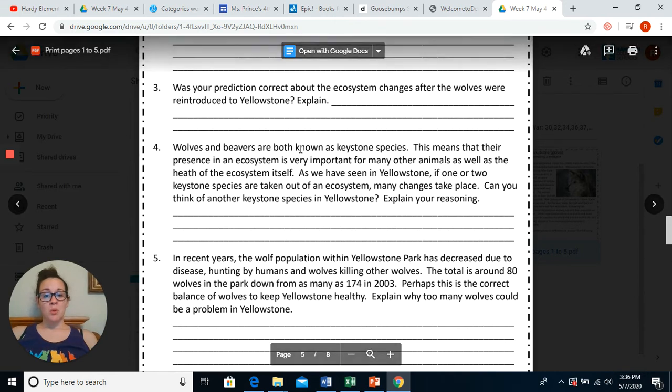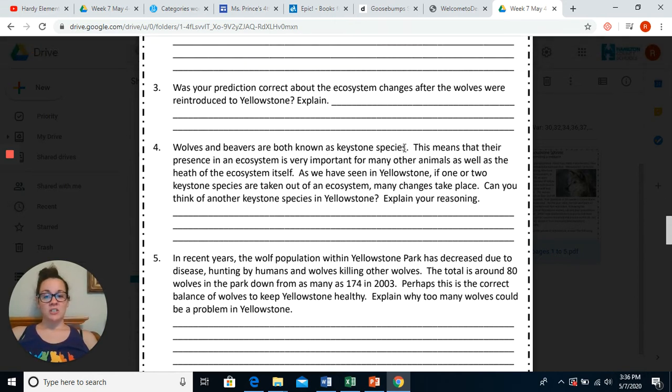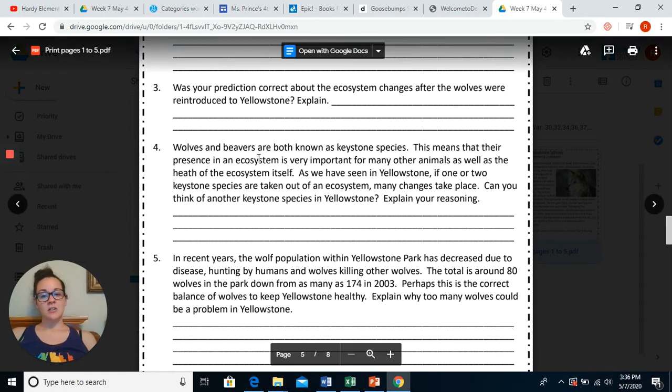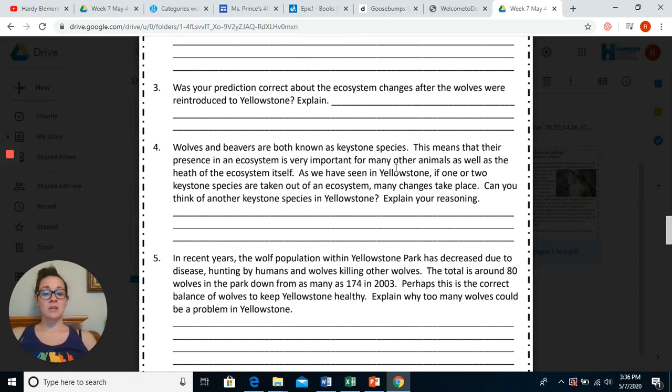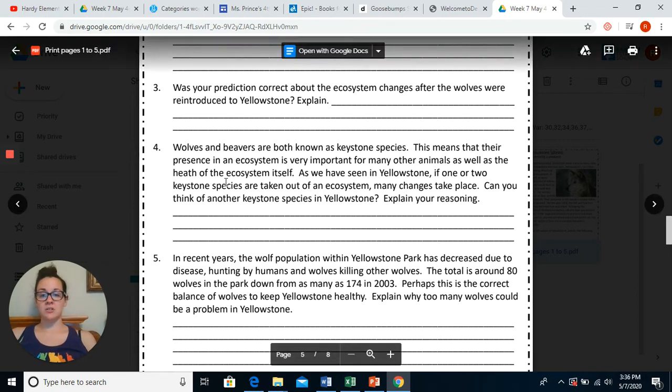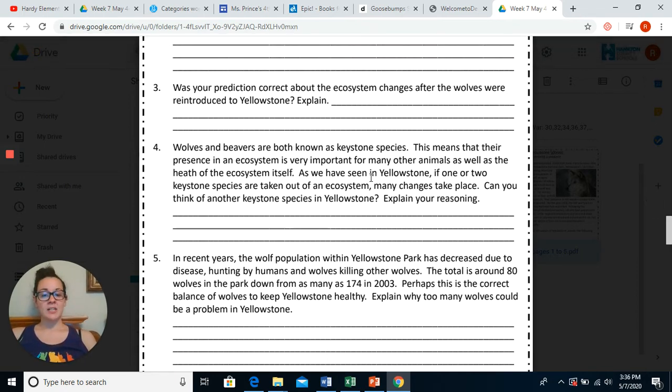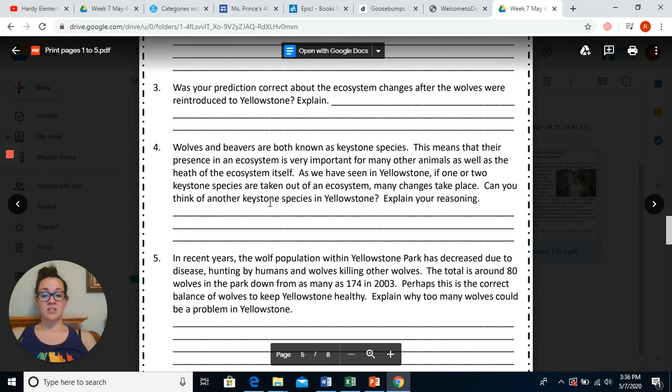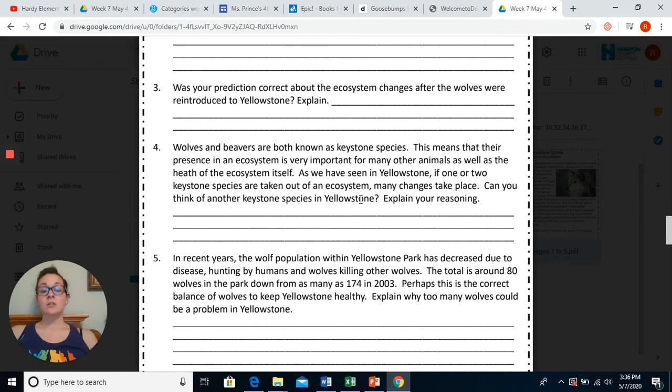Wolves and beavers are both known as keystone species. This means that their presence in an ecosystem is very important for many other animals as well as the health of the ecosystem itself. As we have seen in Yellowstone, if 1 or 2 keystone species are taken out of an ecosystem, many changes take place. Can you think of another keystone species in Yellowstone? Look back up and see if there was any other plant or animal that you think is very important to this ecosystem. Then explain why you think that.